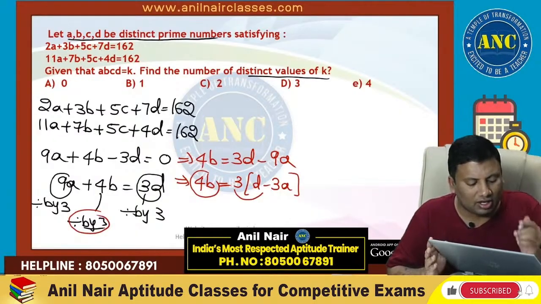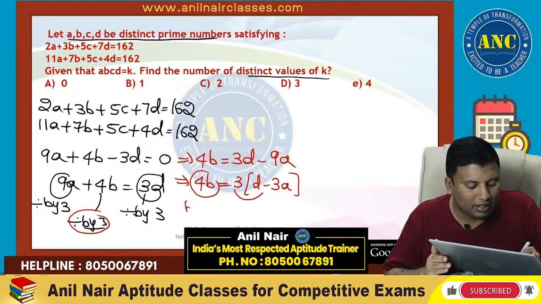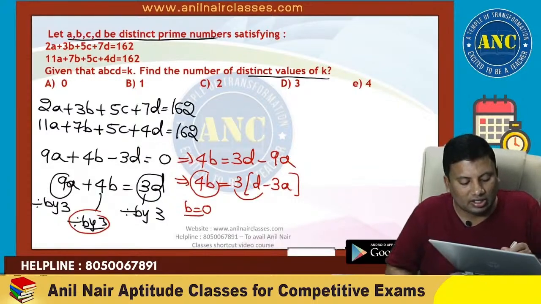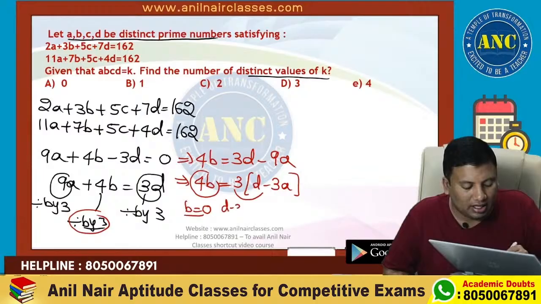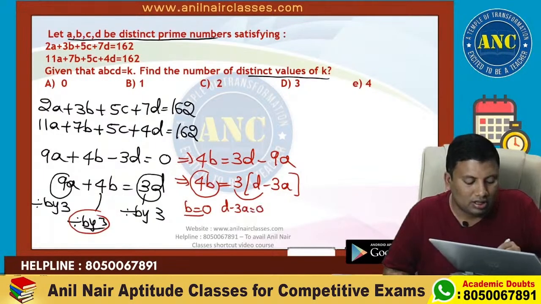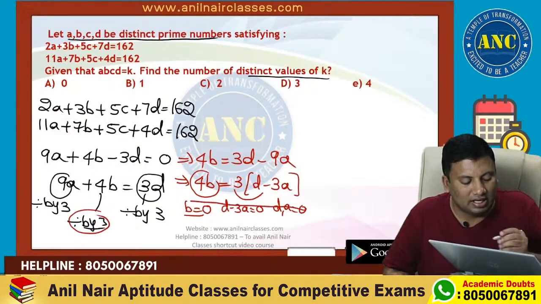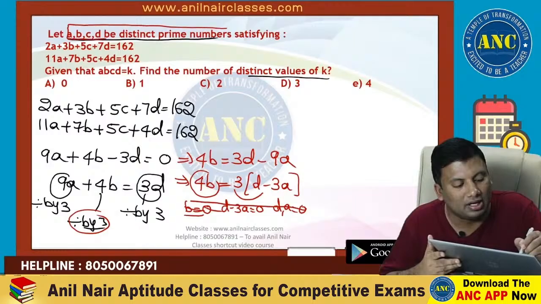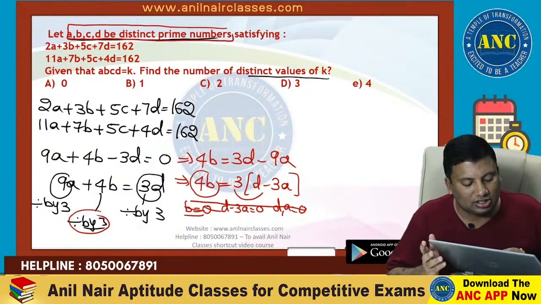Same thing we got. If B is 0, 0 into anything is 0, that means D minus 3A will be 0. That means D and A will be 0. But A, B, C, D are prime numbers. Don't forget this basic point. A, B, C, D are distinct prime numbers.